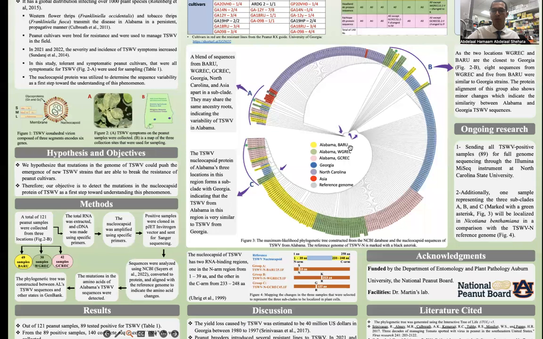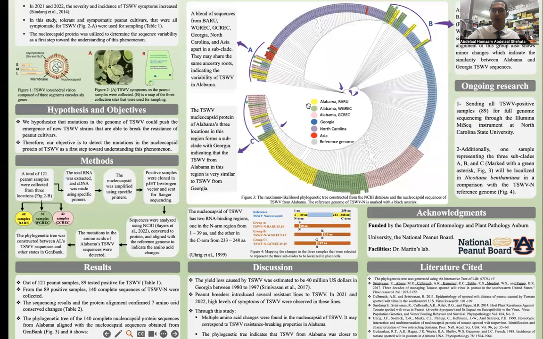So to further understand these 3 subclades, why they are subclading with each other and what makes them unique to each other, we selected one sample to represent each group. As we can see here, from group A we chose BRU25, from group B we chose WGREC5, and then from group C we chose GCREC45.